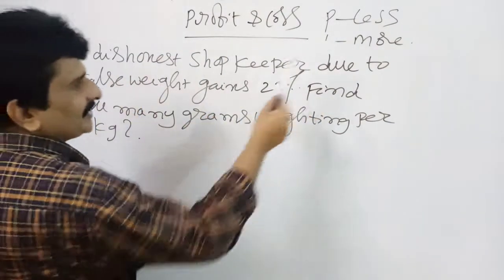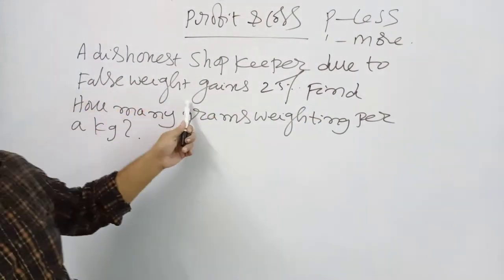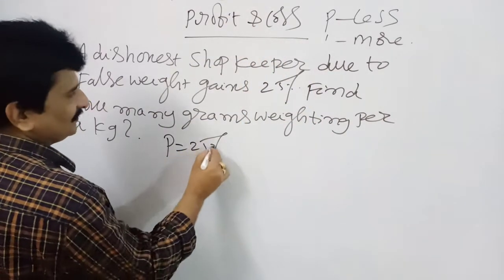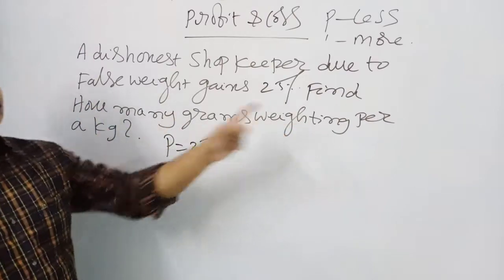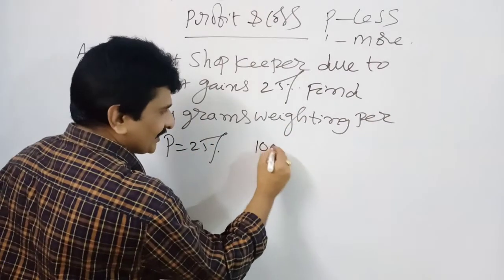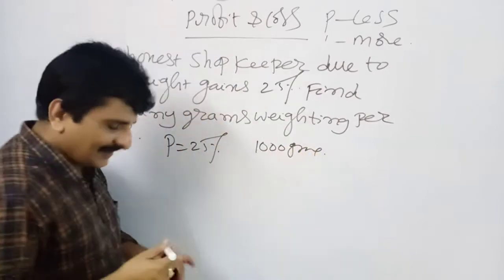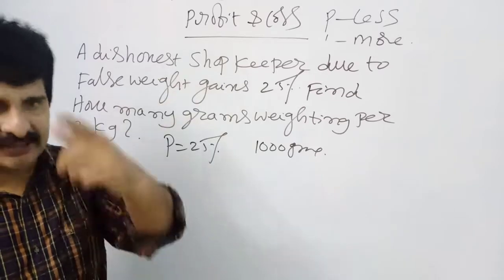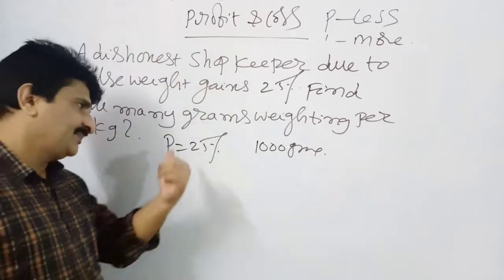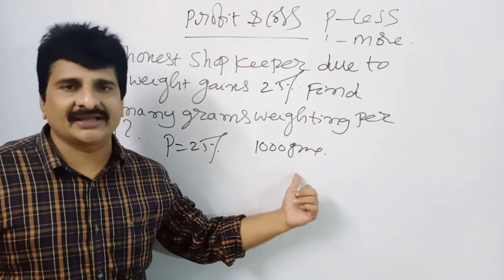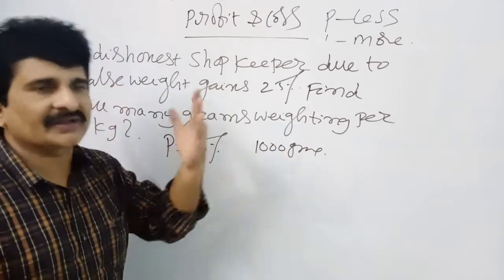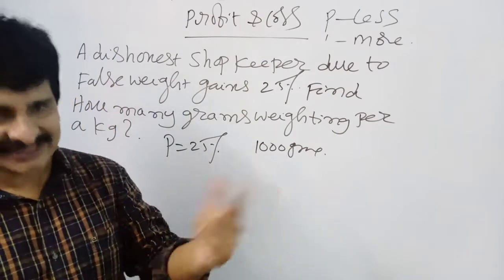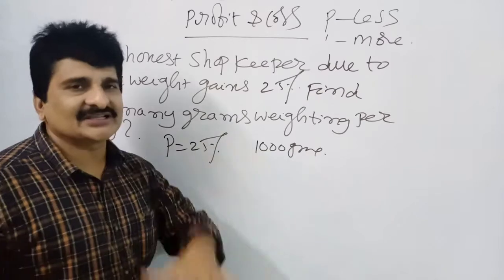A dishonest shopkeeper, due to false weight, gains 25%. So the profit is 25%. Find how many grams he is weighing per kg. Kg means how many grams? 1000 grams. This is what is given. Now he is asking how many grams he is giving. In the previous question, he gave how many grams he is giving per kg, and we found the profit percentage. Here the profit percentage is given and kg is given. Now we have to find how many grams he is giving per kg. Now we have to find whether this 1000 is SP or CP.